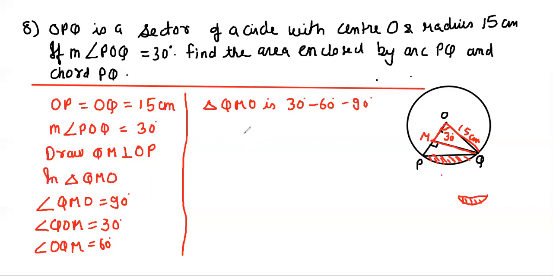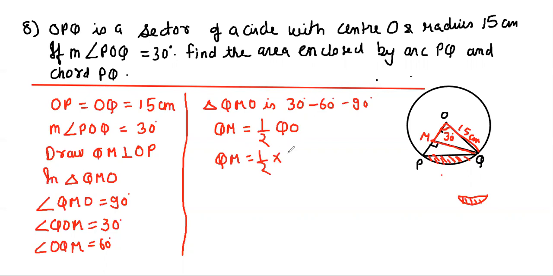The side opposite to 30 degree is what? Yes, beta. Half of the hypotenuse. Very good. So which is the side beta here opposite to 30 degree? QM. Very good. So I would write down QM is equal to half of what? What is hypotenuse here? OQ. Very good. So I would write down QM, that is not known to us, is equal to half QO.